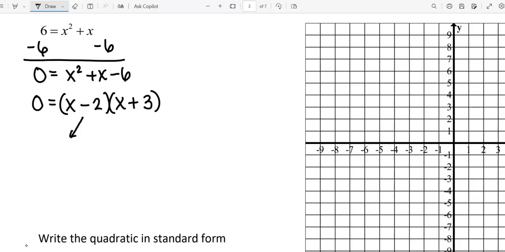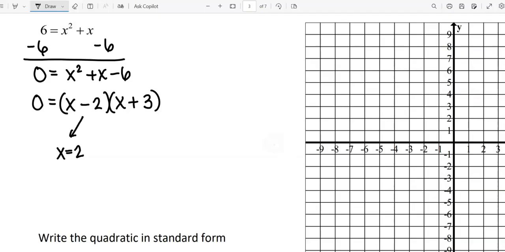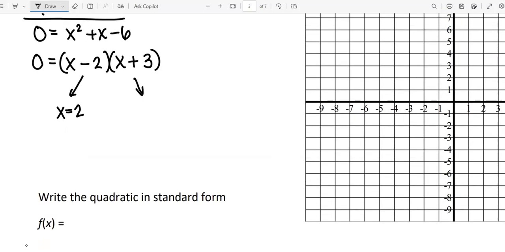What am I going to get from x minus 2? X equals 2. Remember, you're going to add that 2 over. What do I get from x plus 3? X equals -3. So that's going to be 2, 0, and -3, 0. I'm going to graph those two, and then I'll let you catch up.